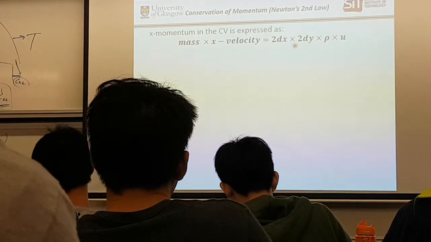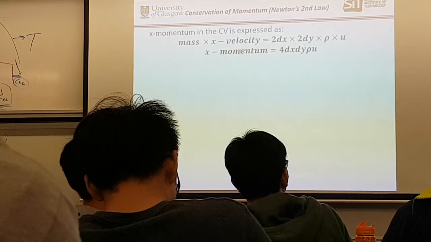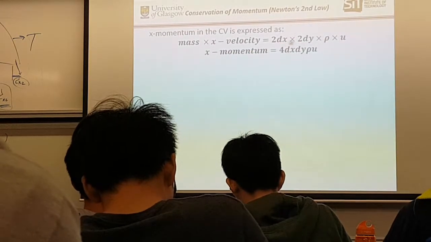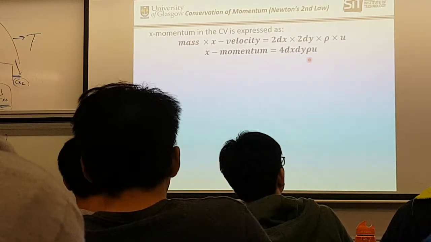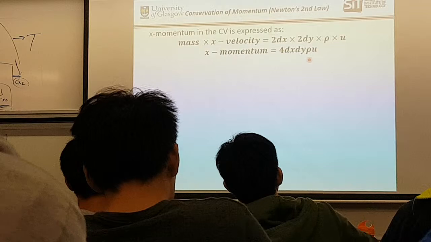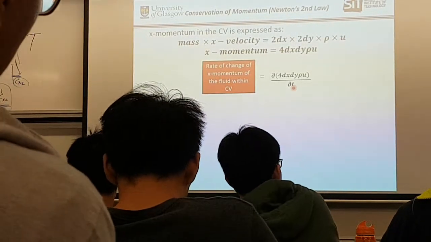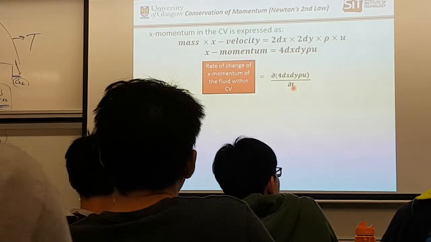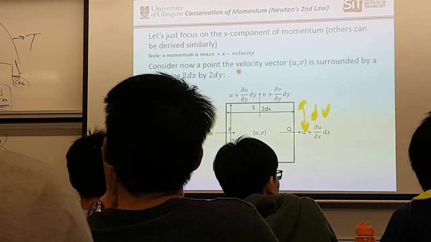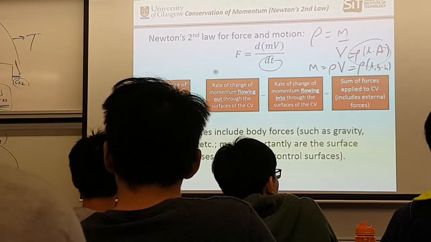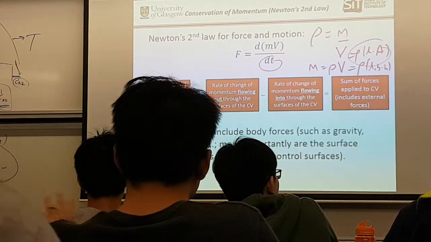So that's your momentum. If I simplify this, the total momentum that I should have is 4 dx dy times rho times u. But if I want to know the rate of change of momentum in the x direction, then I need to do this with respect to time. So this is the first box that I have, whatever is changing within the control volume. Very simple.